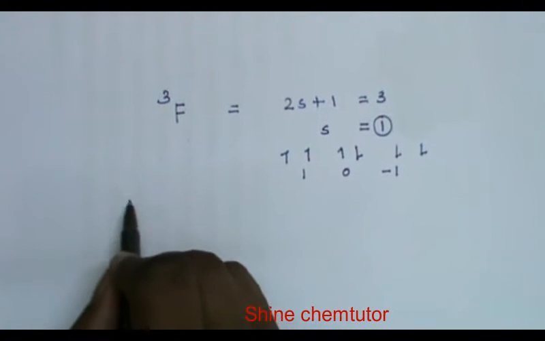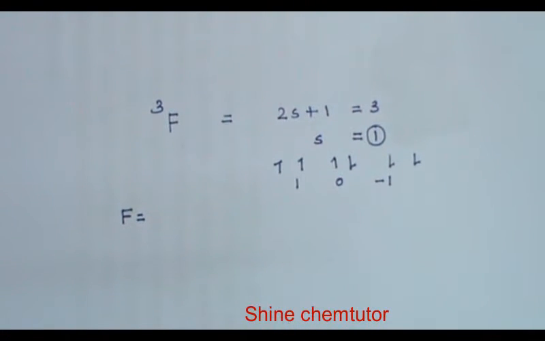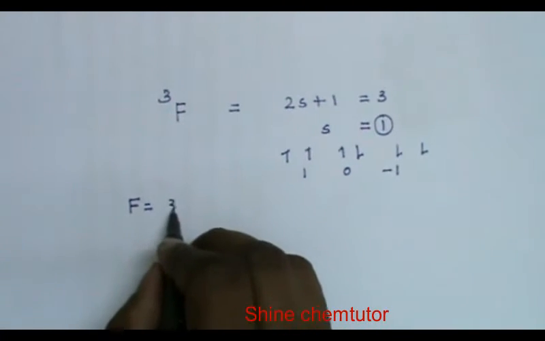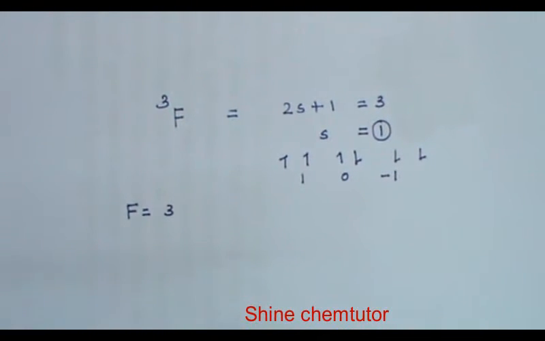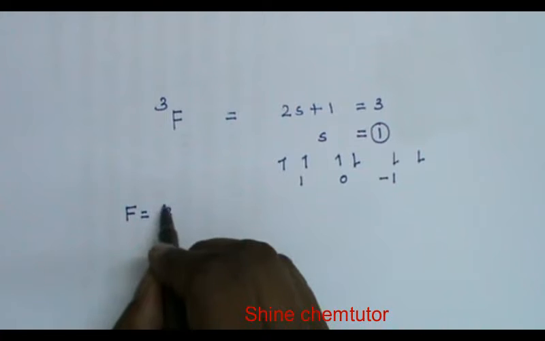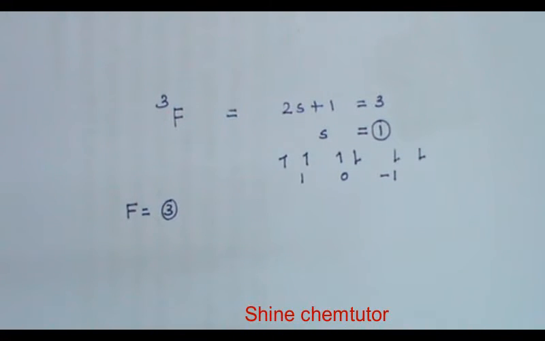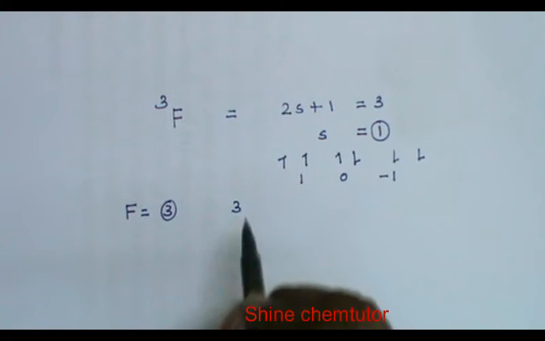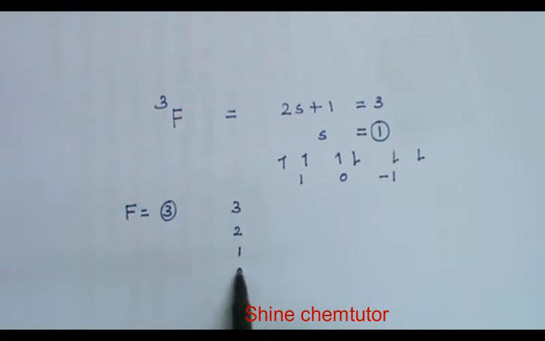What about F? If it is F term, the L value should be 3. Then only you will get F. If the L value is 0, you will get S term. If L value is equal to 1, you get P term. L value is equal to 2, you get D term. L value is equal to 3, we get F term. So the L value is 3. That means the L value can be 3, 2, 1, 0, minus 1, minus 2, minus 3, plus L to minus L.